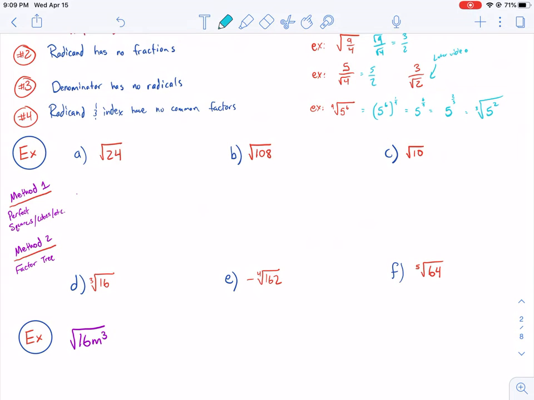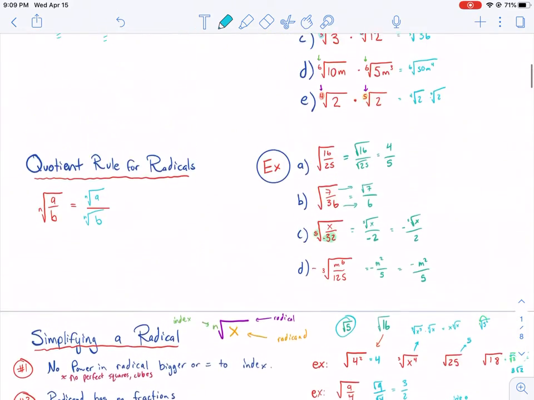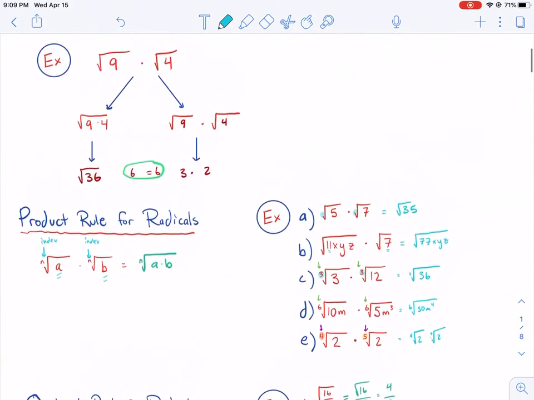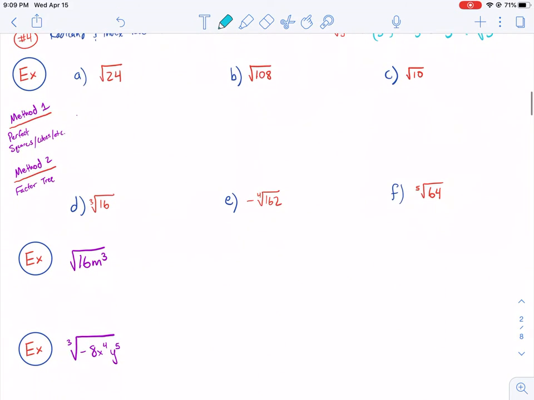Welcome back to Simplifying Radicals. We already talked about the conditions for simplifying a radical. We talked about the quotient rule and the product rule for radicals. So if you need a quick refresher, watch the video prior to this one. But we're going to go ahead and get it started with some of these examples.